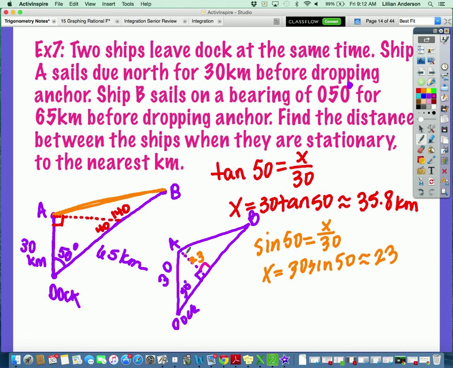I know this whole side is 65 from B to the dock. Let me make another letter, let's say C. Can I find the distance from the dock to C? Yes, using what? Pythagorean theorem. Yep. Or cosine.